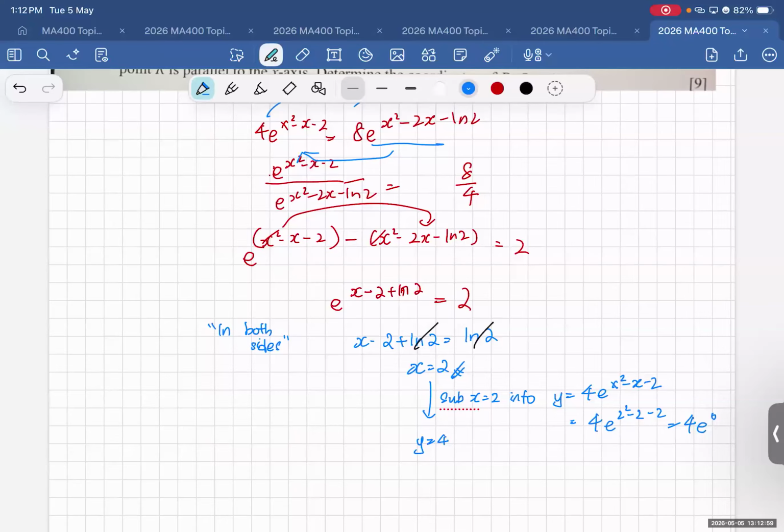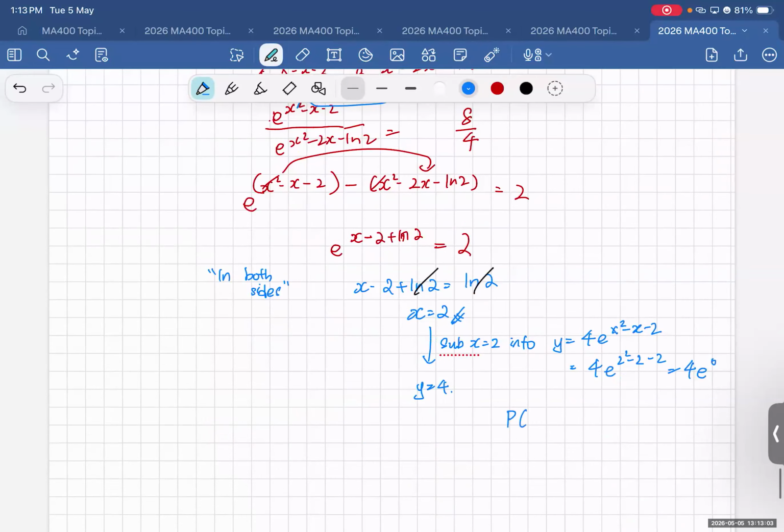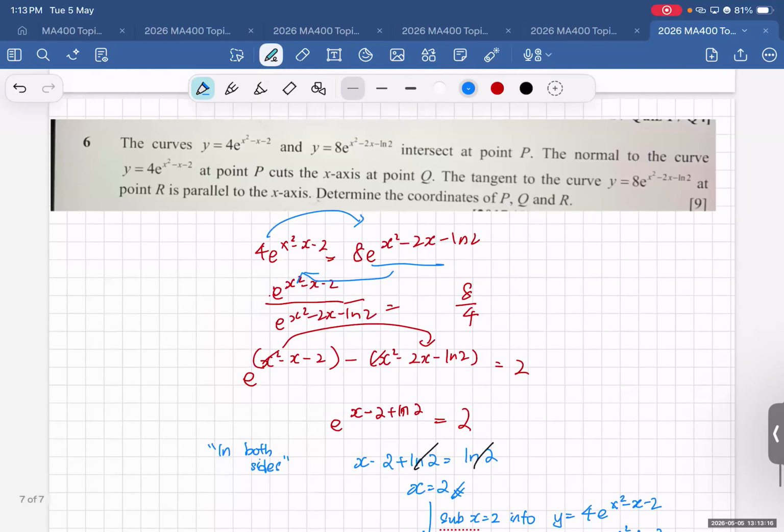So now, ladies and gentlemen, what is point P? Point P is (2, 4). Okay? If you finish, you can do it easily.